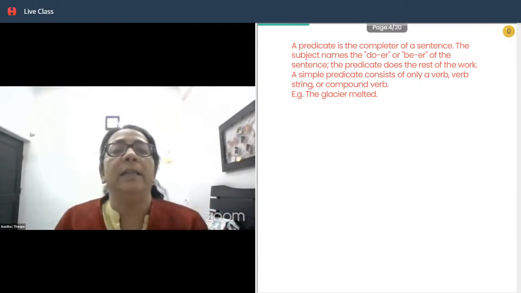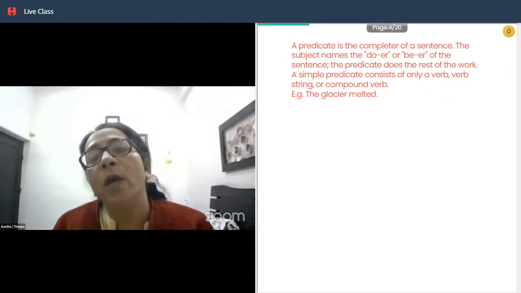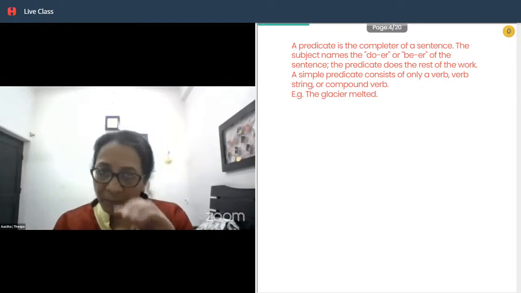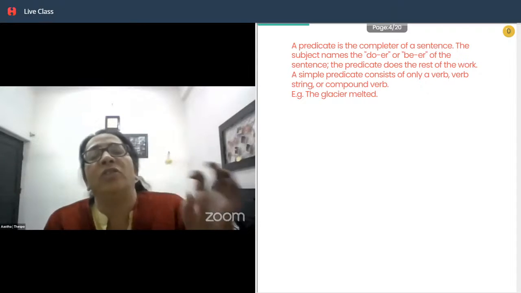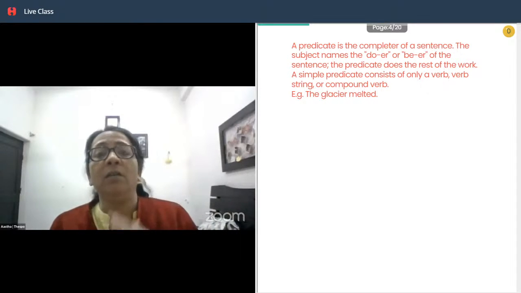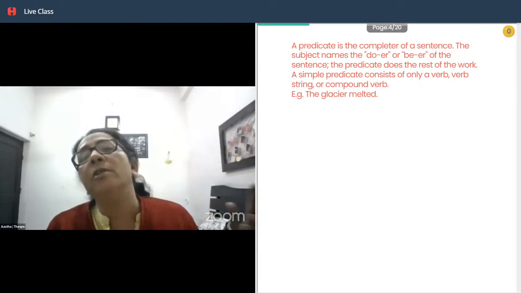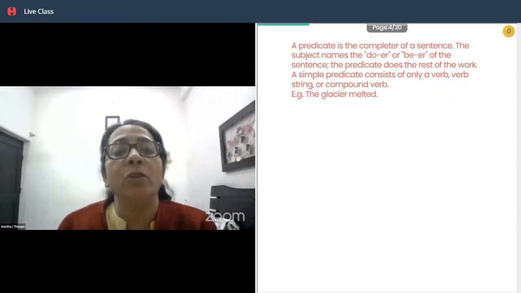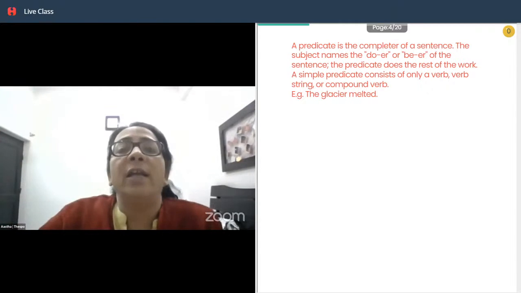Next, let's understand. The predicate is the completer of a sentence. I hope now you understood. When we talk about the subject, the subject is going to be one word or maximum two or three words. And then the rest part is a filling part of the words because it's referring to the subject. So the rest whole part is the completion of a sentence. The subject names the doer or the bearer of the sentence. Doer or bearer means the person or the subject we are actually talking about.